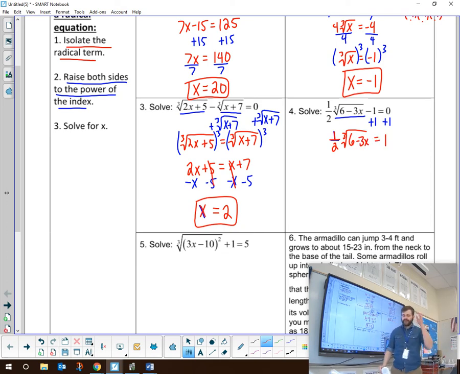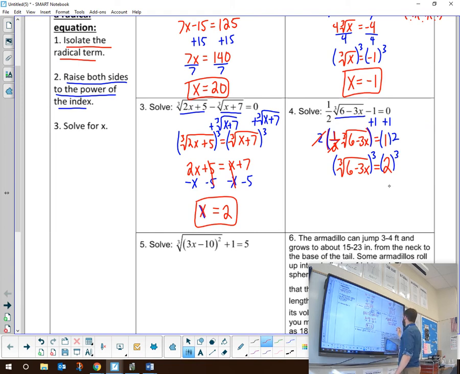Then, remember, to get rid of a fraction, we're going to multiply by the denominator, multiply by the bottom. So I'm going to multiply this side by 2. I'm going to multiply this side by 2. So I'm going to get the cube root of 6 minus 3x, because this 2 and that 1/2 will cancel out. If you have 2 halves, it makes 1 whole. And so we're going to have 1 times 2 is 2. Now, raise to the power of the index to get rid of this.